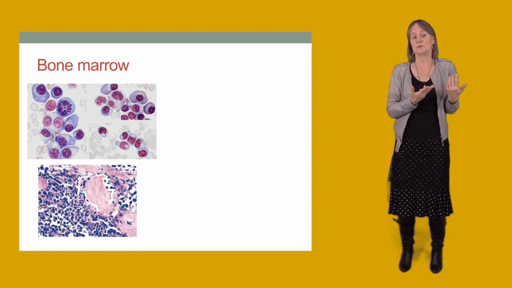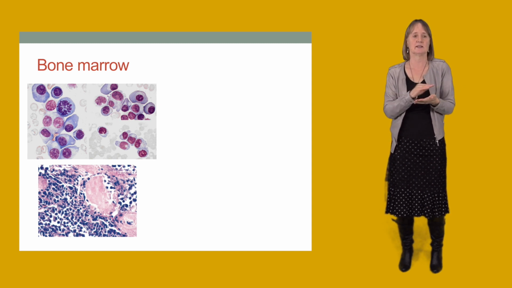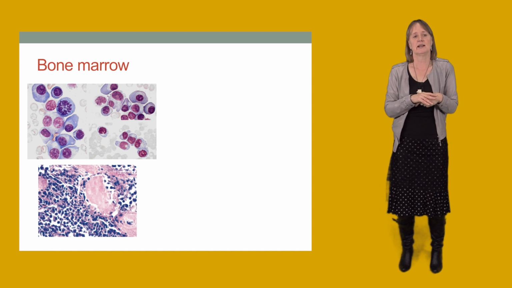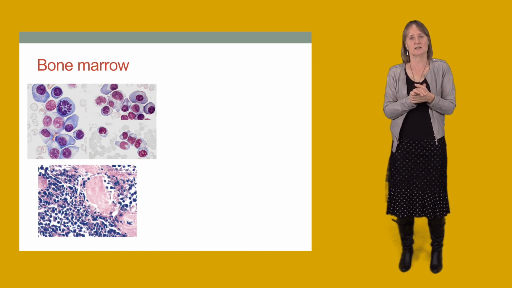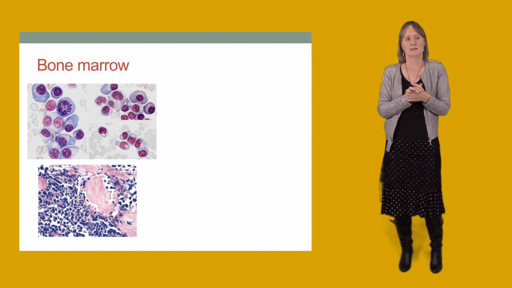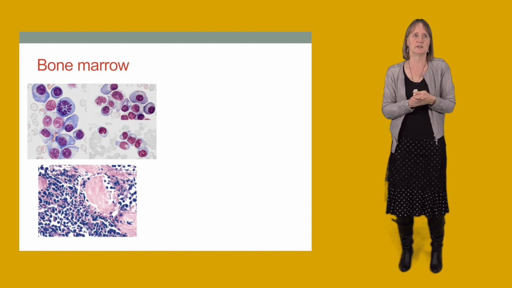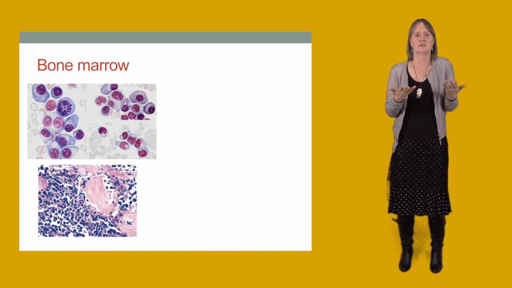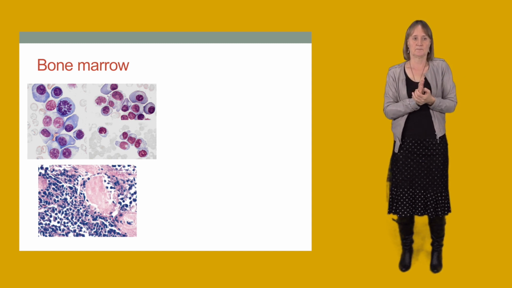bone marrow. And this is a bone marrow trephine, so it's like a little core of bone that's been sliced and stained. And the pink amorphous stuff is what amyloid looks like under a standard bone marrow stain. If we stain it with Congo red and look at it under polarized light, it will look green. So we call this red-green birefringence when it's stained with Congo red, and that's the characteristic histological feature of amyloid.